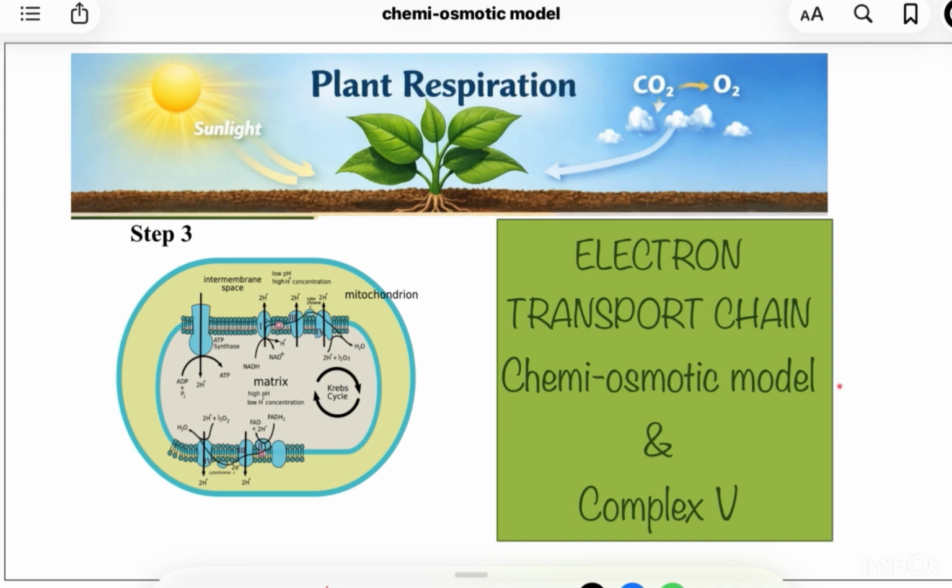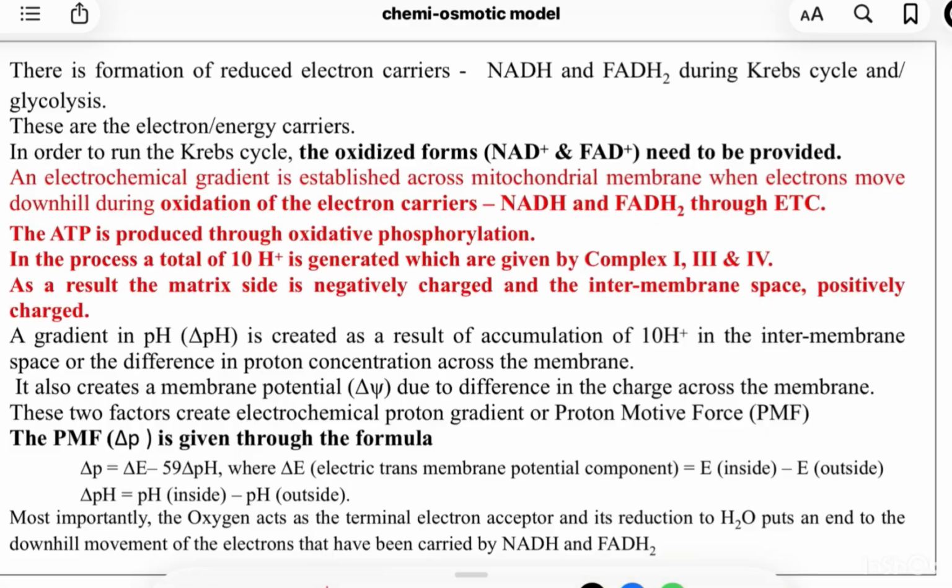1 to 4. You will also be introduced to the concept of ATP synthase, considered as the complex 5 of the electron transport. As we have learned, the complexes 1 to 4 are involved in electron transfer that brings about oxidation of NADH and FADH2. The oxidation of these molecules is extremely important for Krebs to continue. As a result of the activity of the electron transfer, the protons accumulate in the intermembrane space.